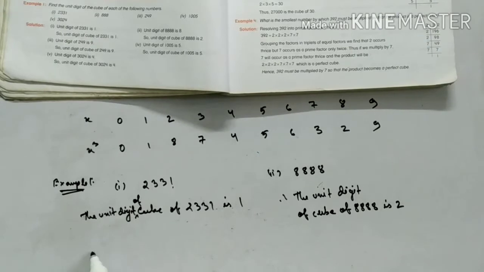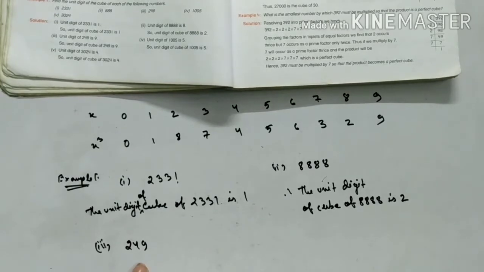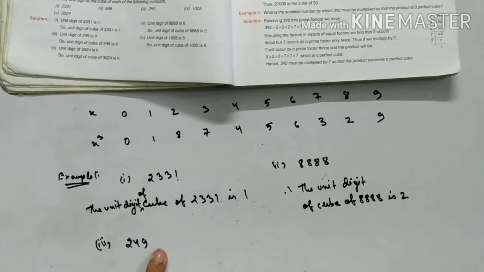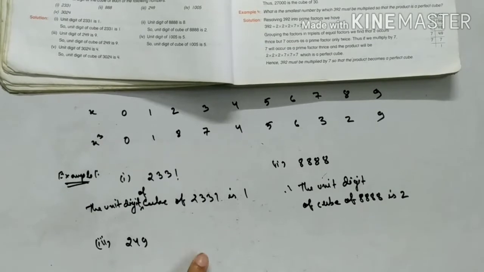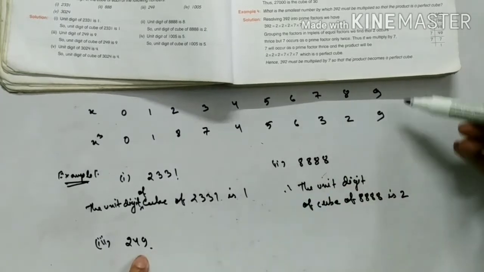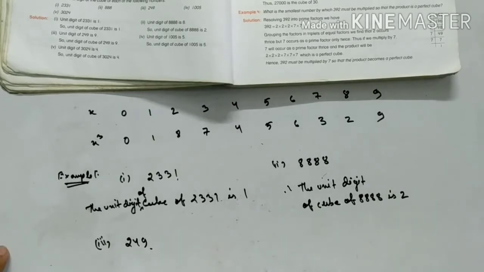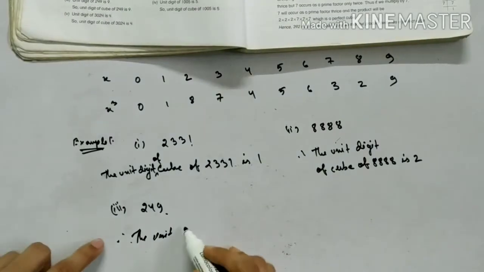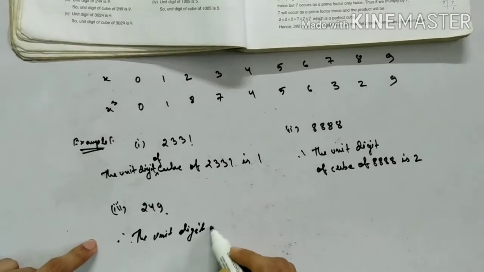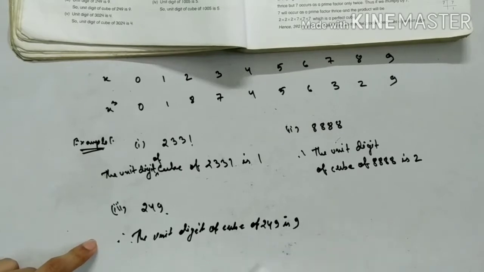Next, number 3, it is 249 given. So if you do 249 cube, what will be the last digit of that cube? This number ends with 9, so therefore its cube will also end with 9 only. Understand? So you can write the unit digit of the cube of 249 is 9.